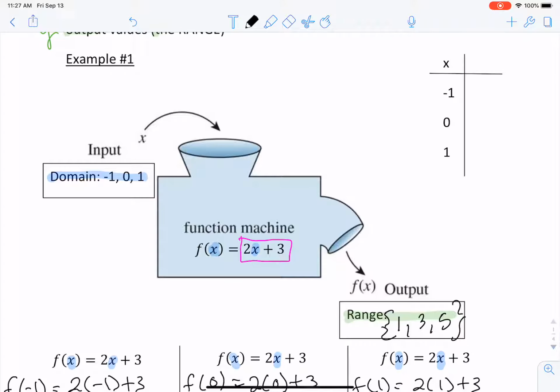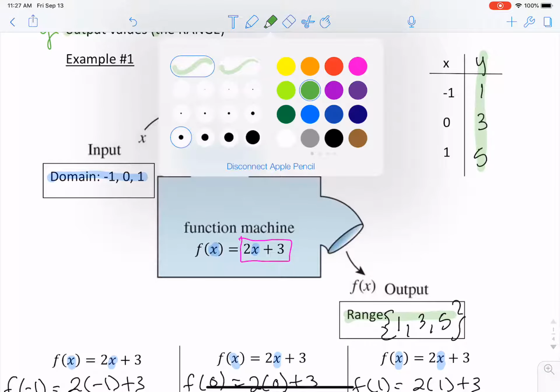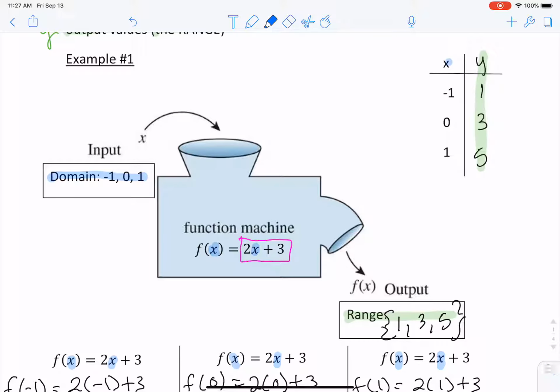We can also transfer these y values to our table. When x was -1, we got 1. When x was 0, we got 3. When x was 1, we got 5. So our y values are on our right, and our x values are on our left, like we discussed last class.